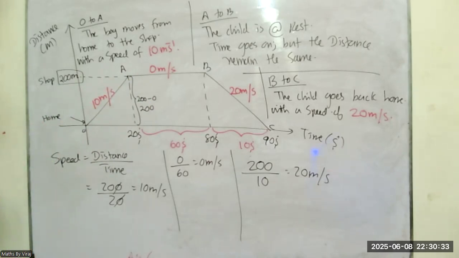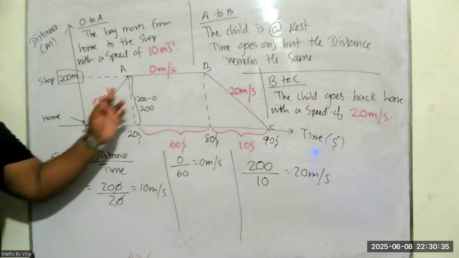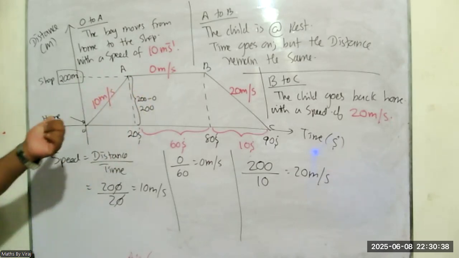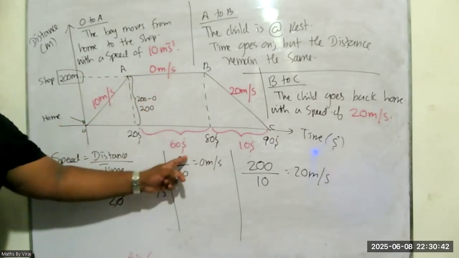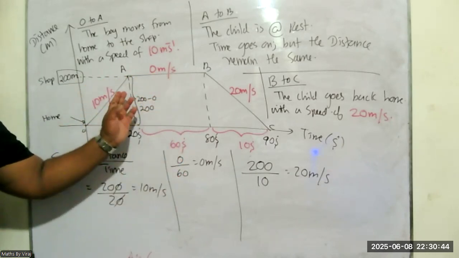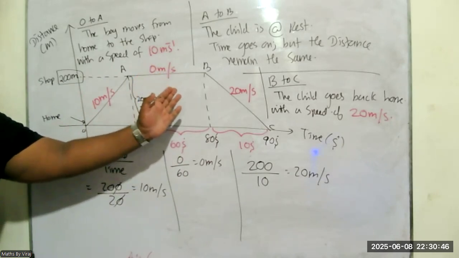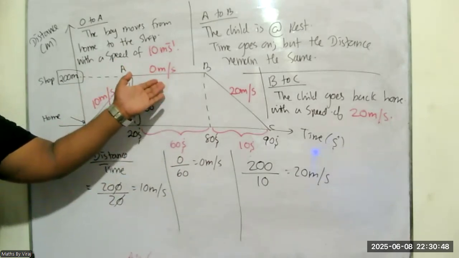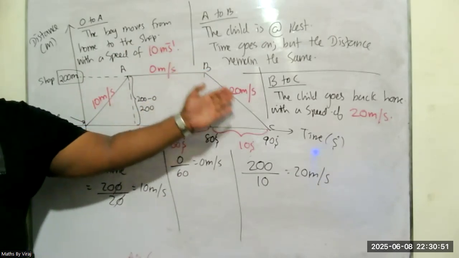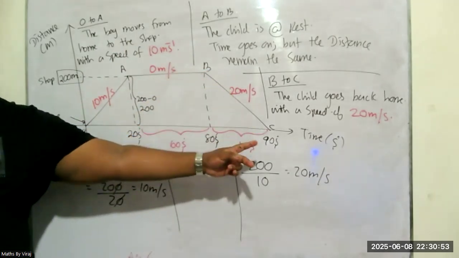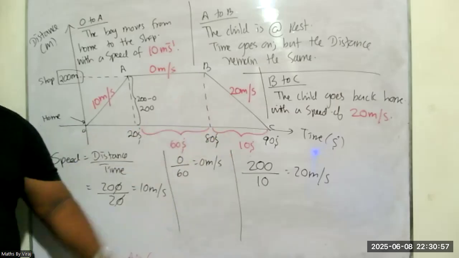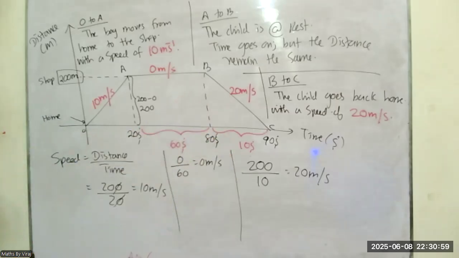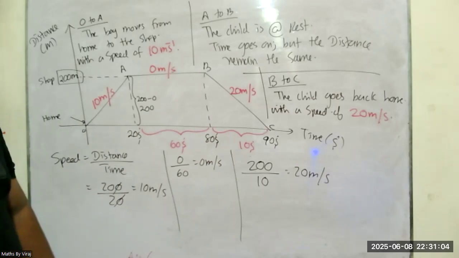Am I clear? So 20 seconds to go to the shop with the speed of 10 meters per second, stays in the shop for 1 minute, that is 60 seconds. The time moves on, but there is no change in distance, and hence the speed is 0. The child comes back home from the shop, travels 200 meters within a time period of 10 seconds, and the speed is 20 meters per second. Are we clear with this, yes or no? Please take it down, my love. Okay.